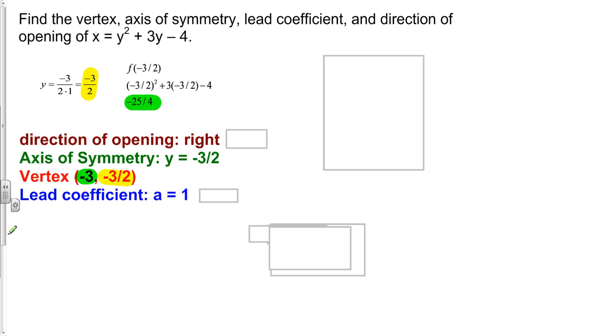Excuse my typo. Sorry about that. So our vertex will be negative 25 fourths as our x-coordinate, 3 halves as our y-coordinate.